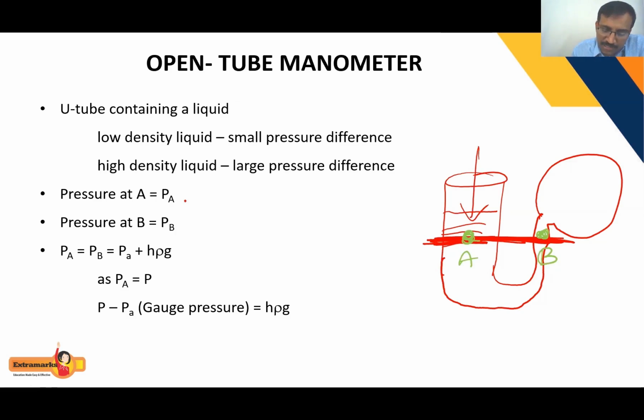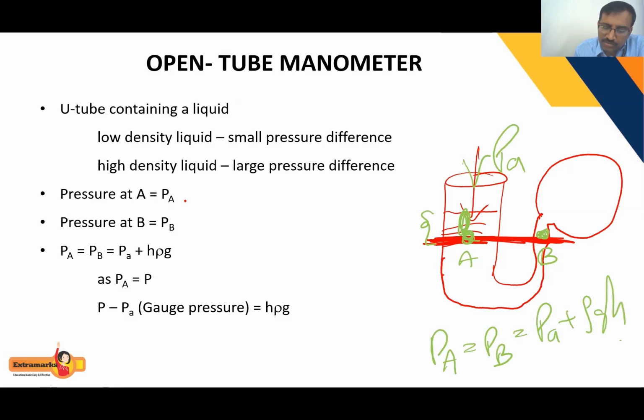Pressure at point A, I can say, is rho g h plus atmospheric pressure. So pressure at point A is equal to pressure at point B, which is atmospheric pressure plus rho g h, because atmospheric pressure is also acting, since one side is open. Now the pressure difference P minus P_A is called gauge pressure, or some people may call it gauge pressure, it doesn't matter. That is equal to rho g h.